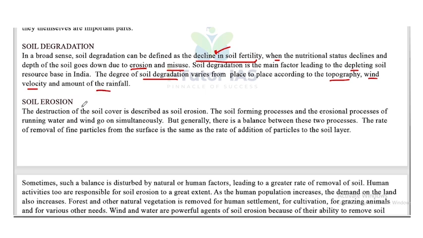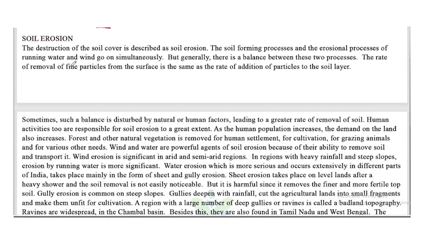Now, what is soil erosion? The destruction of the soil cover is described as soil erosion. Okay, so what is called soil erosion? The destruction of the soil cover. The soil forming process and the erosional process of running water and wind go on simultaneously, but generally there is a balance between these two processes.